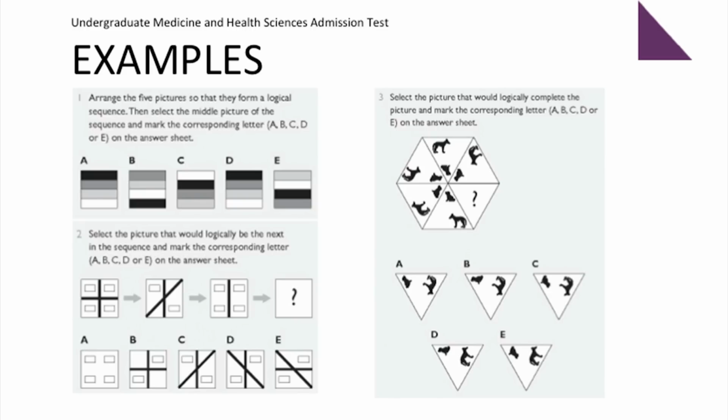So as you can see, aside from the instructions that tell you what you're supposed to do, in the first case, you need to arrange the 5 images in a sequence and find the middle one. In the second case, you have to find the next figure in the sequence, and in the last one, the missing segment. Aside from that, these are the only instructions that you get. All you have is the images to be working with.